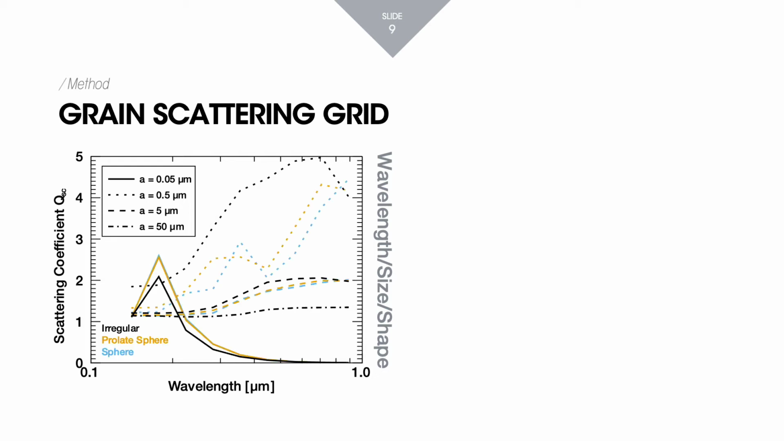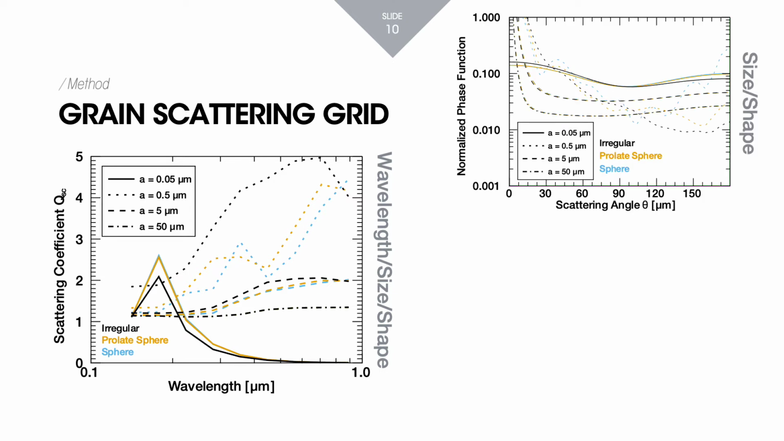For comparison, we now add lines for the other dust grain shapes, where shape is indicated by line color. Prolate spheroids in orange and spheres in blue. Differences in the scattering coefficient due to grain shape can be observed.